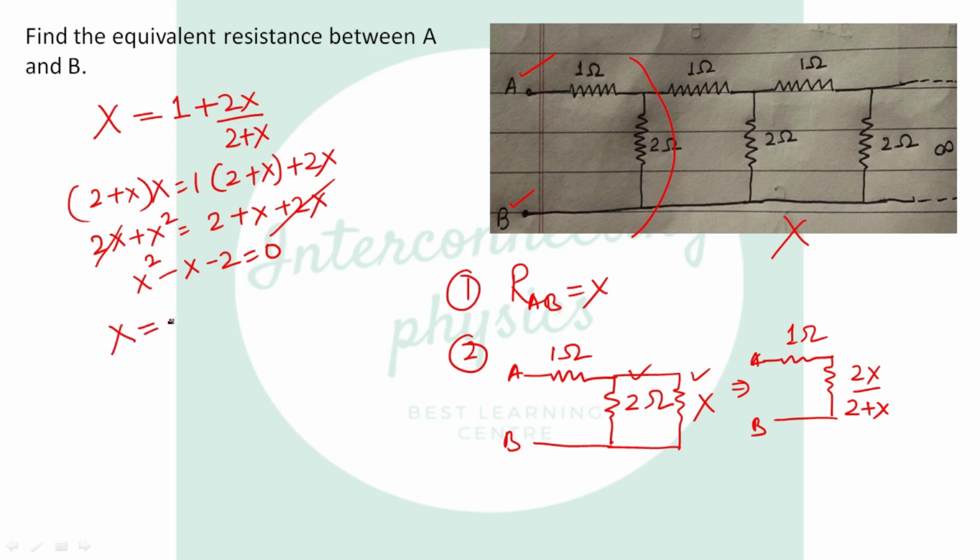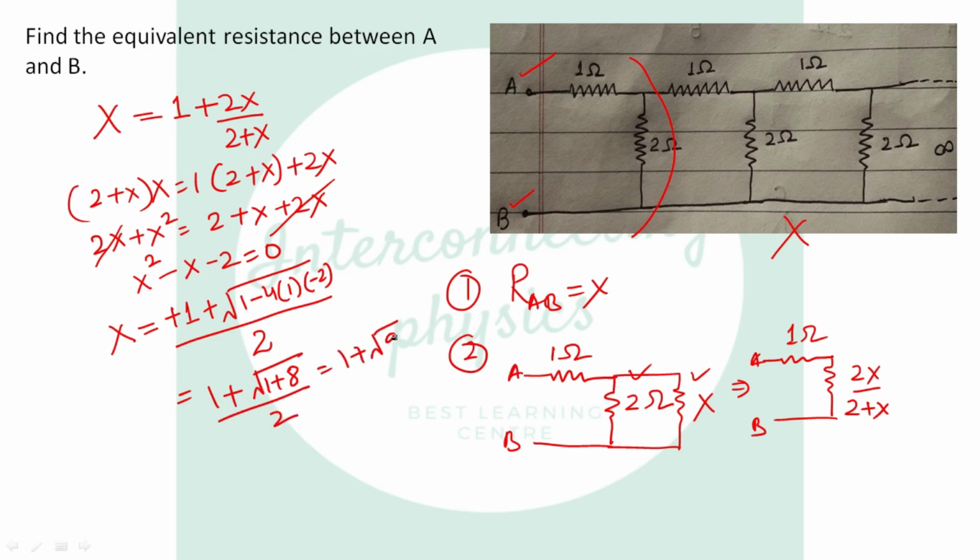We take only the positive root, okay. Minus b, so plus 1, plus minus root of b square minus 4ac, where c is minus 2, divided by 2a. So 1 plus 8 under the root, divided by 2, which is 1 plus under root 9 divided by 2. What is the square root of 9? It is 3. So 4 divided by 2, and the answer is 2 ohm. So the equivalent resistance between point A and B is 2 ohm.